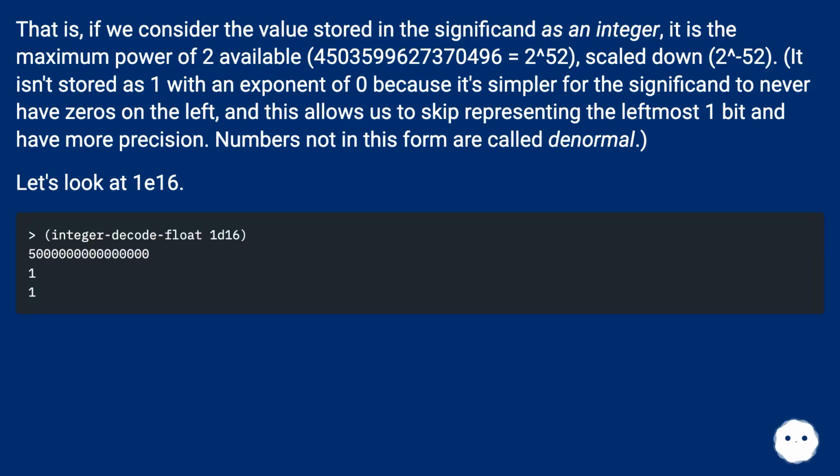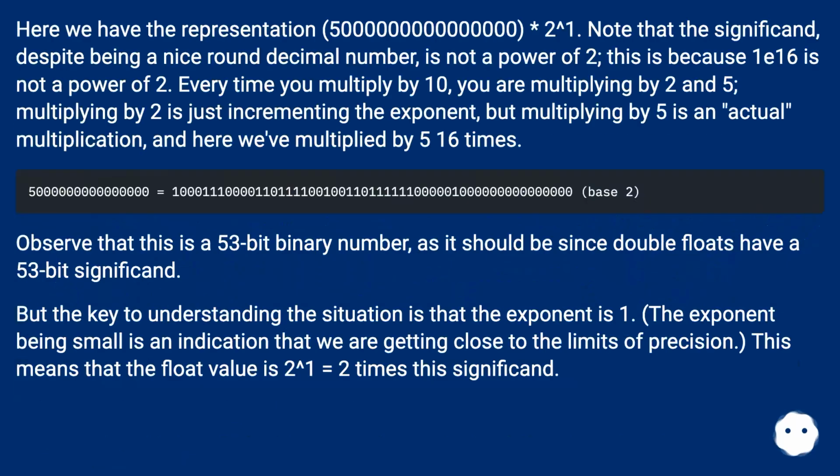Let's look at 1 times 10 to the power of 16. Here we have the representation 5000000000000000 times 2 to the power of 1. Note that the significand, despite being a nice round decimal number, is not a power of 2. This is because 1 times 10 to the power of 16 is not a power of 2.